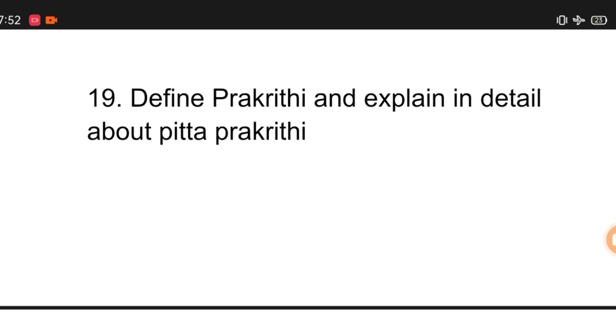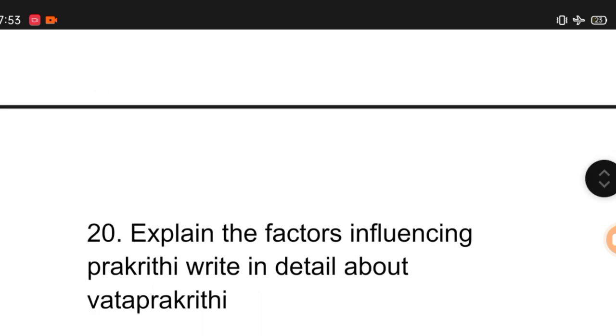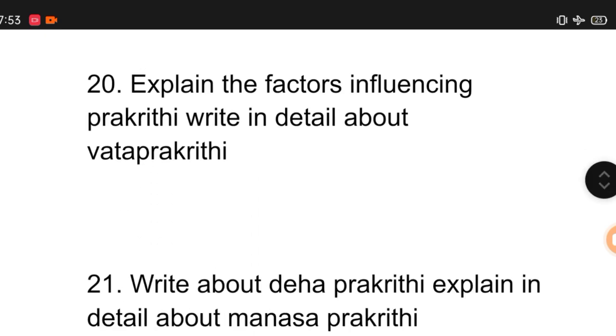This question they will surely ask for 10 marks. They will ask define the Pitta Prakriti and explain about the Pitta Prakriti. Instead of Pitta Prakriti they may ask Vata Prakriti or Kapha Prakriti also. Next question, explain the factors influencing Prakriti. Write the detail about the Vata Prakriti, same as I said above.